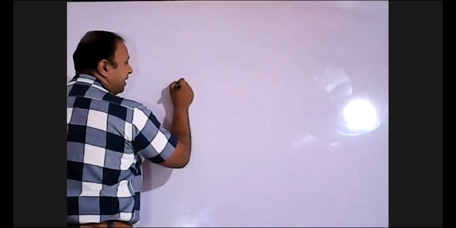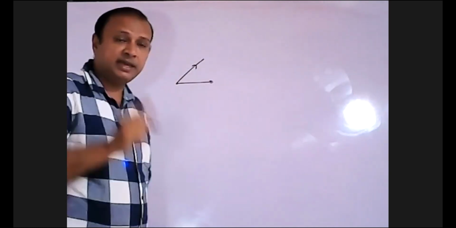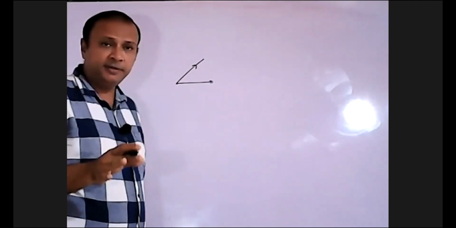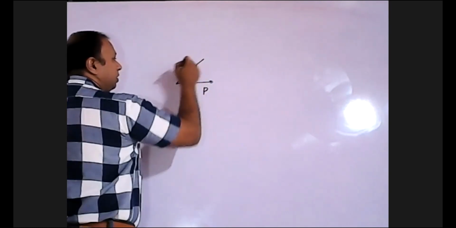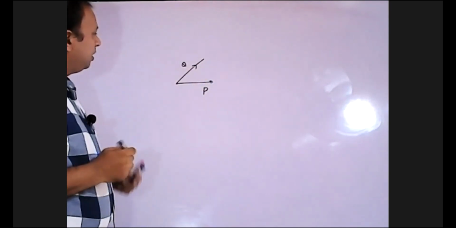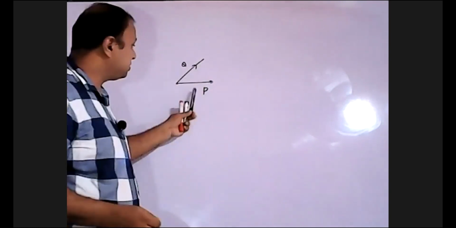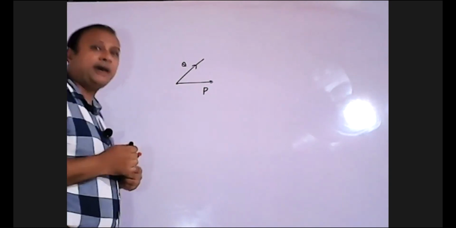Suppose there are two coplanar vectors acting at a certain point. Suppose this is P and this is Q. If we want to find the resultant vector of these two vectors, then we have to construct a parallelogram.